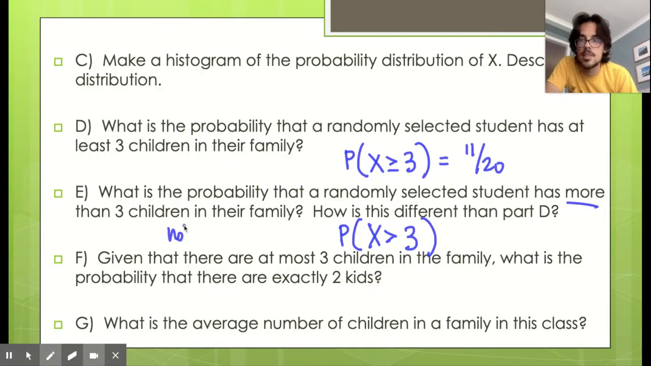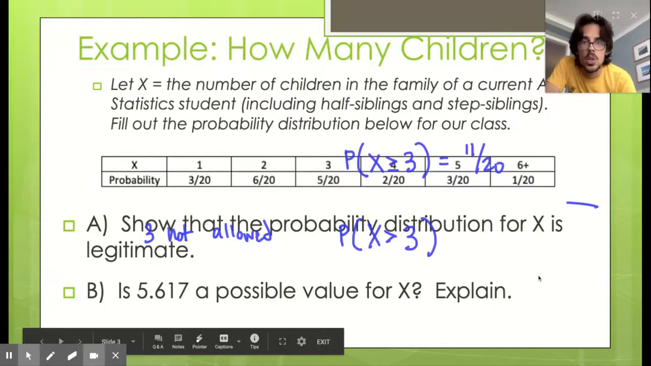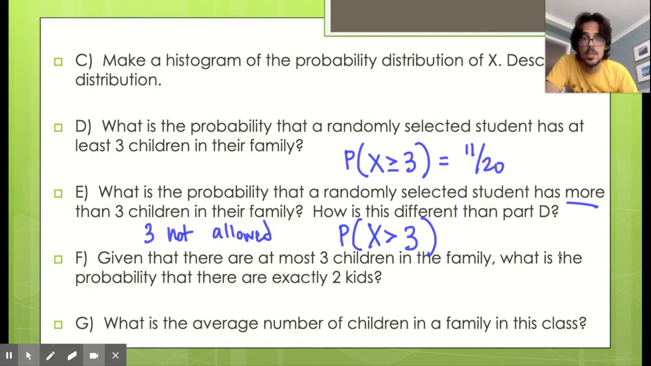So 3 is not allowed. That is how it's actually different, and finding those is not very difficult. You're just going to look at this and say, okay, I don't want 3, I just want 4, 5, 6, and that appears to be 6 out of 20 for this probability.